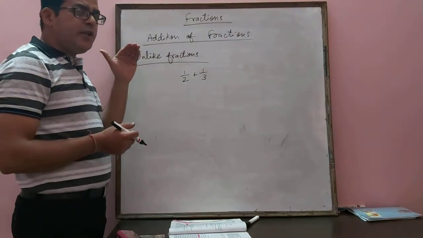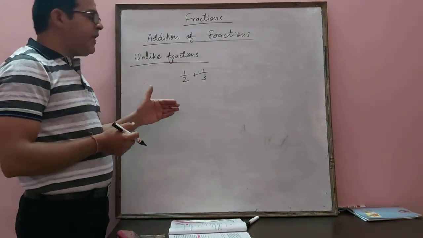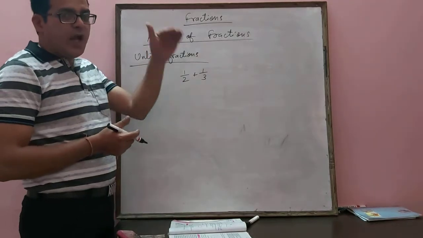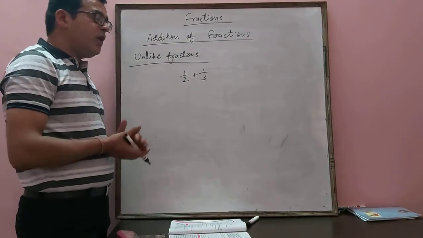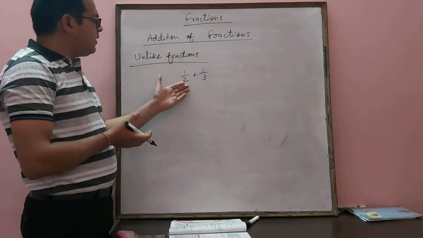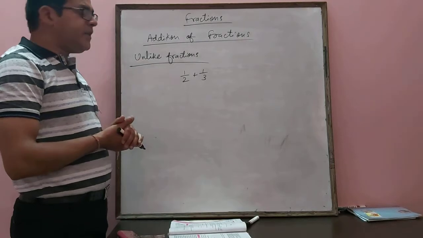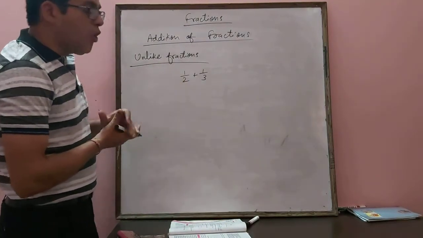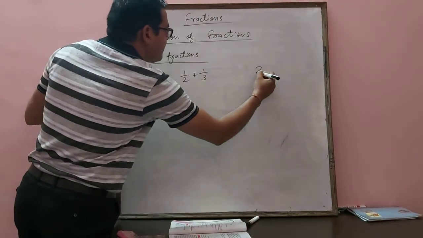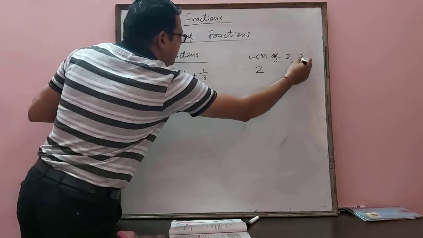First we need to make their denominators the same. It means we need to convert these unlike fractions to like fractions. Already we have discussed in previous classes how we can convert into like fractions. It means we should have one common denominator. It means we need to find the LCM of 2 and 3 first.